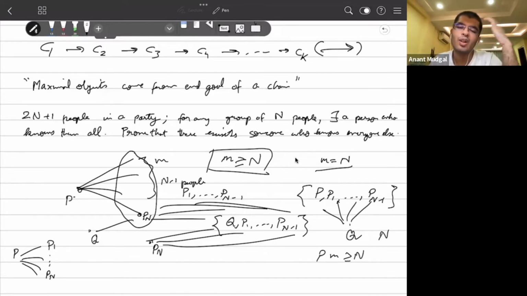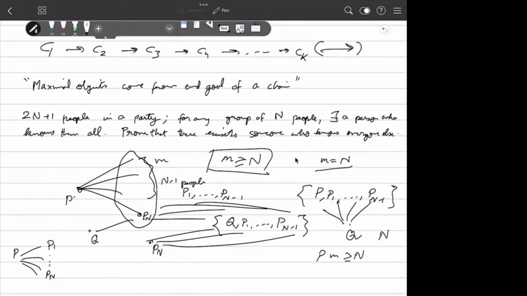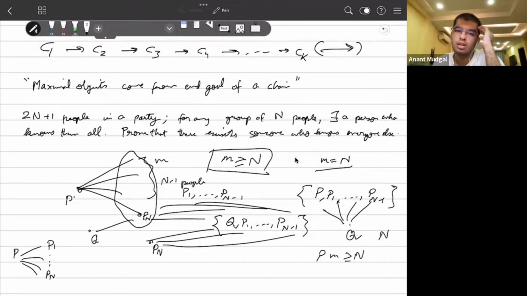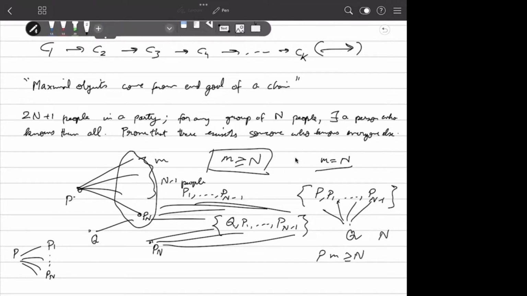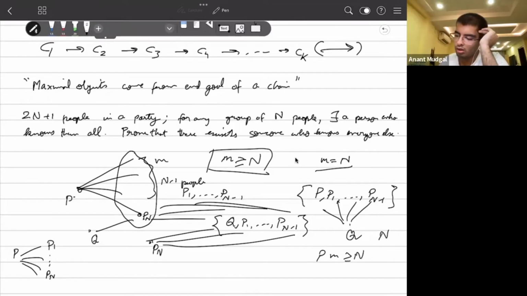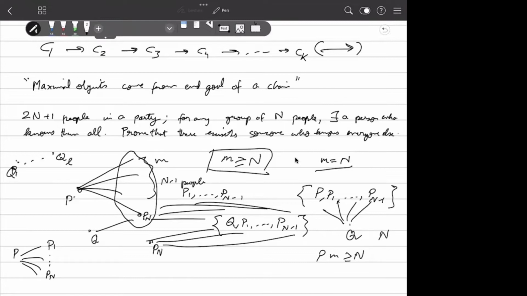What about an independent set? People who don't know each other. Consider the largest independent set, the largest number of people who don't know each other. Let's call them Q1 to QL. They have no edges between each other. Then you have some... okay, no, that doesn't give that much.